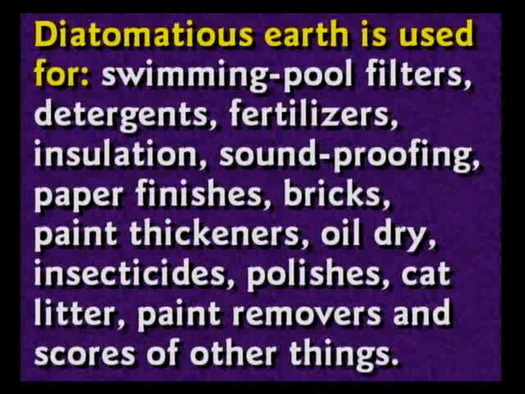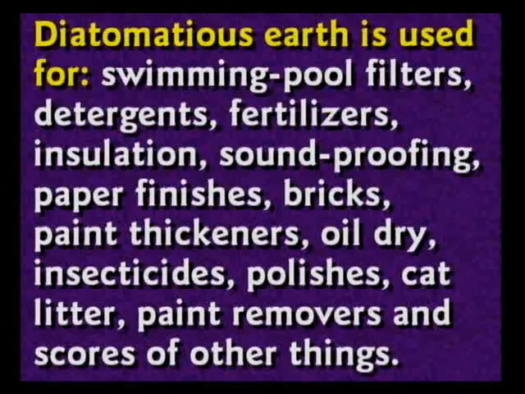Diatomaceous earth is used for swimming pool filters. It's used for detergents to clean your clothes, for fertilizers, insulation, soundproofing, paper finishes. They will mix diatomaceous earth in with the slurry of wood chips and it makes the paper have a slicker surface. When they make paper, there's diatomaceous earth in there. Soundproofing, oil dry, paint thickeners, polishes, cat litter, you know, the white crystals you put out for the kitty, that's diatomaceous earth. Paint removers, and scores of other things.